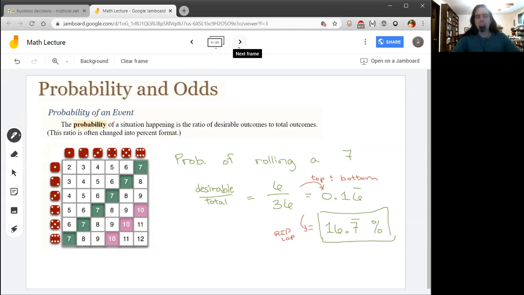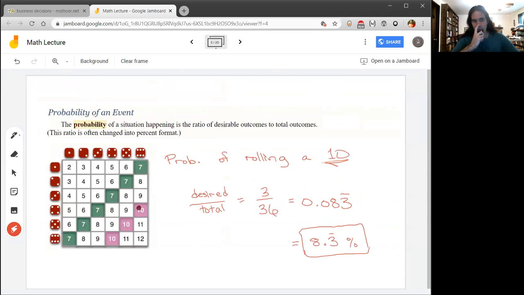The second example problem was very much the same, except the ones we cared about, instead of the summing of 7 with 6 possibilities, was summing up to 10 with only 3 possibilities. But everything else is the same.